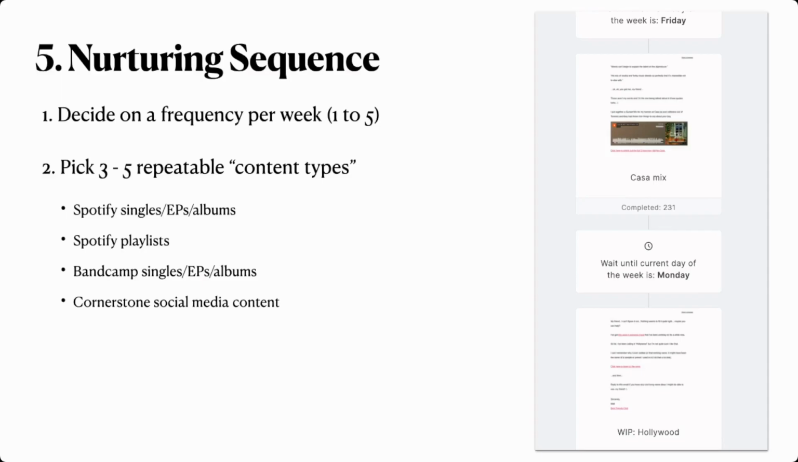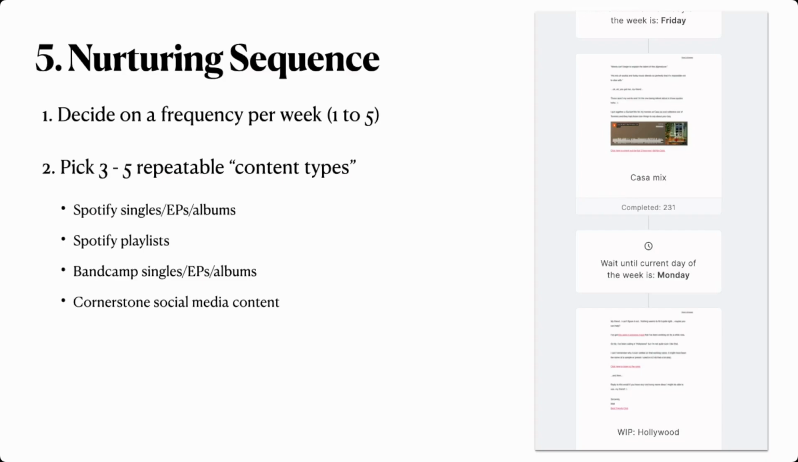This could also be a content type of if you have a bunch of different Spotify playlists. So the idea is you'd be sending out 1 week would be a Spotify single, the second week would be a Spotify playlist. So you're kind of keeping it fresh. If you have music on Bandcamp where you want to actually sell the music, or include like a pay what you want offer, that could be another content type that you mix in as well.